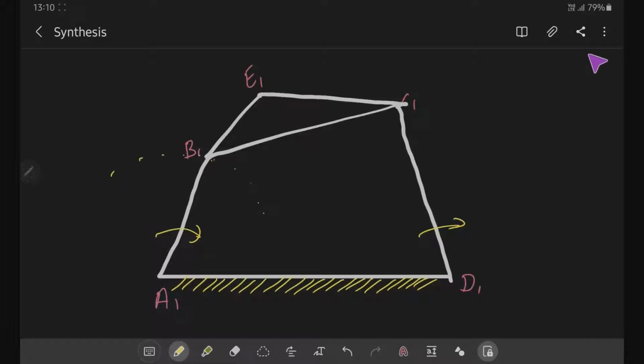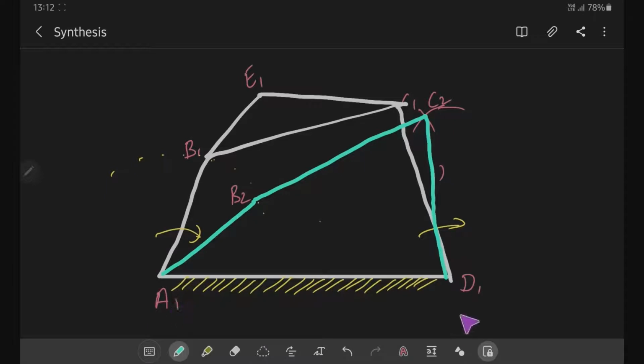The point b1 will move in the path of a circle with radius a1, b1 and center a1. Let us say the new position of b1 is this, that is b2. Since d1 will be the same, we have to find the new location of c1, that is c2. It is very simple to find. Just draw an arc from b2 with length b1, c1, and from d1 draw an arc of length d1, c1. These will meet somewhere over here. So we have c2, b2, a1, d1, that is our new position of the 4-link mechanism.